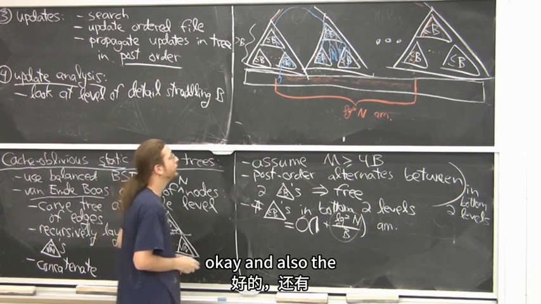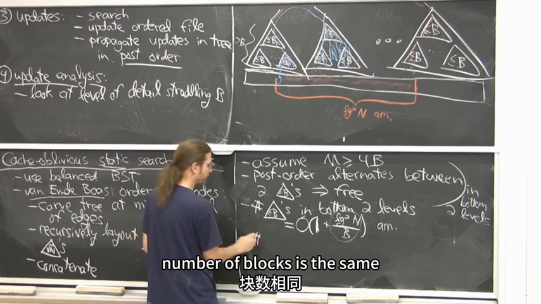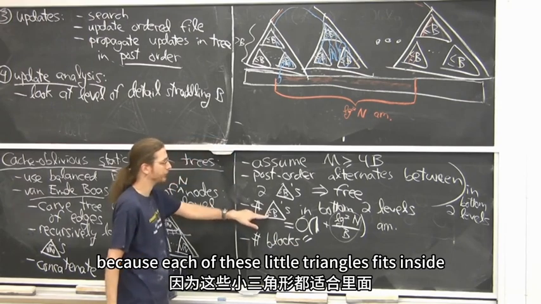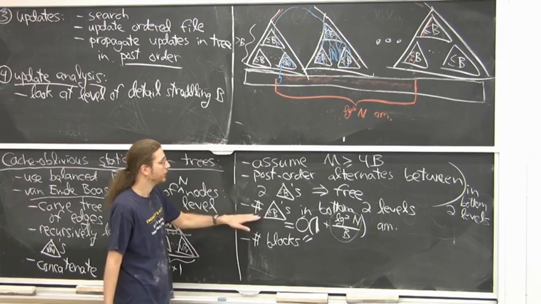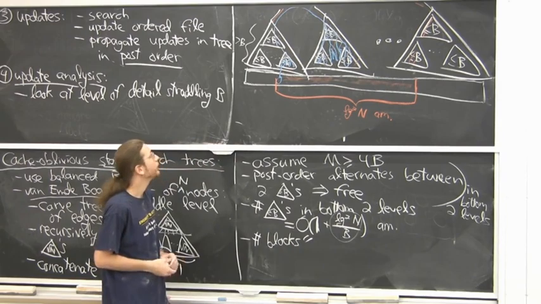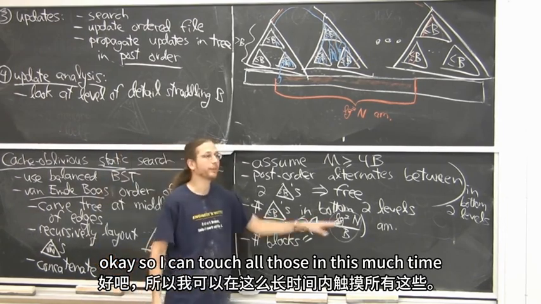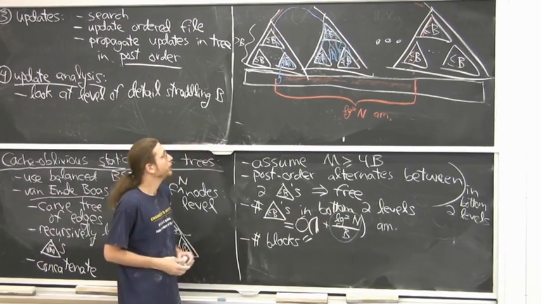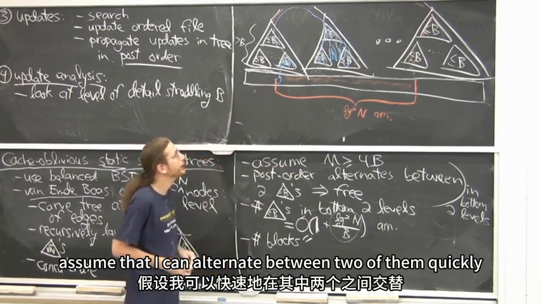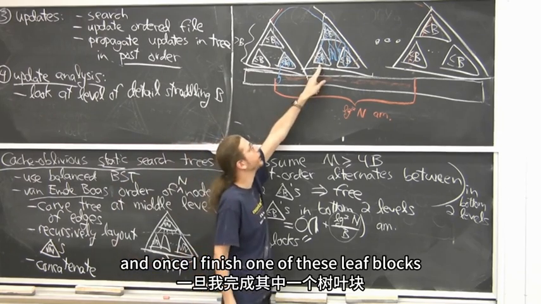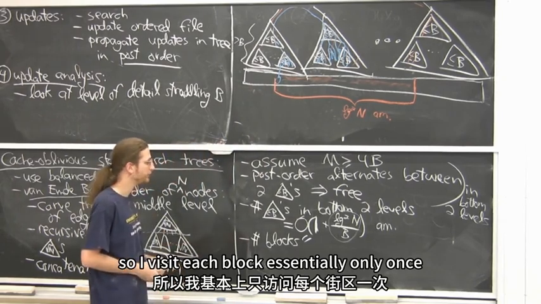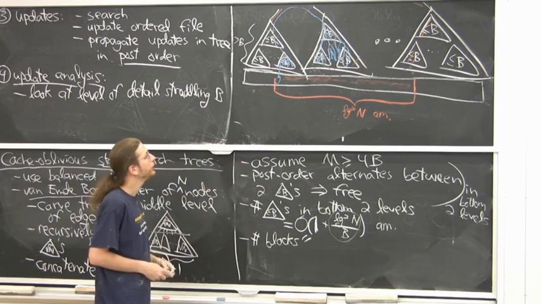Okay, and also the number of blocks is the same, because each of these little triangles fits inside at most 2 blocks. So it's going to be order 1 plus log squared n over b. Okay, so I can touch all those in this much time, because I assume that I can alternate between 2 of them quickly. And once I finish one of these leaf blocks, I never touch it again. So I visit each block essentially only once, as long as my cache is this big.